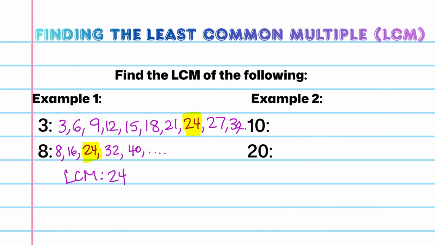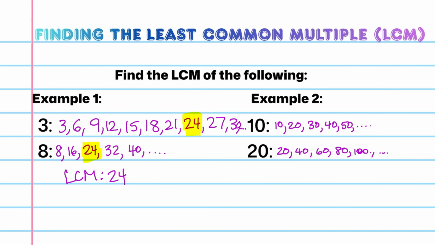Let's look at example 2. We have 10 and 20. So we got 10, 20, 30, 40, 50, and so on and so forth. We're going to do the same thing for 20. We have 20, 40, 60, 80, 100, and so on and so forth. Now, you could have looked at this and determined that 20 is the least common multiple of both 10 and 20, but if you needed to list multiples, you can.